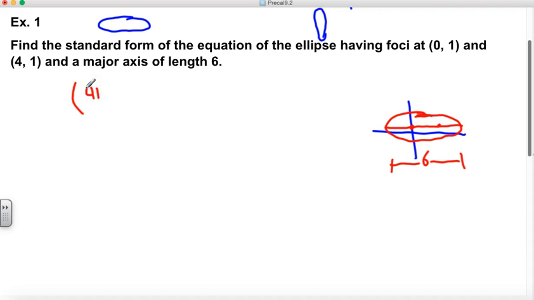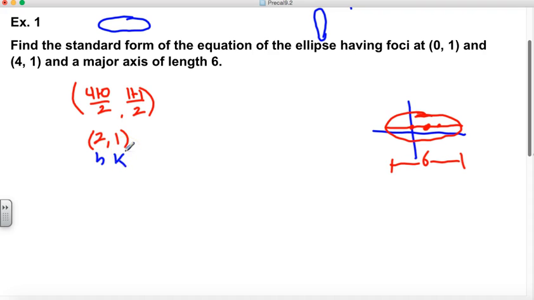So 4 plus 0 divided by 2, and then 1 plus 1 divided by 2. 4 plus 0 is 4, divided by 2 is 2. 1 plus 1 is 2, divided by 2 is 1. So I know my center is going to be at the point 2, 1. Okay, so that's H and K, right? So let's write that in blue. This is my H, and this is K.